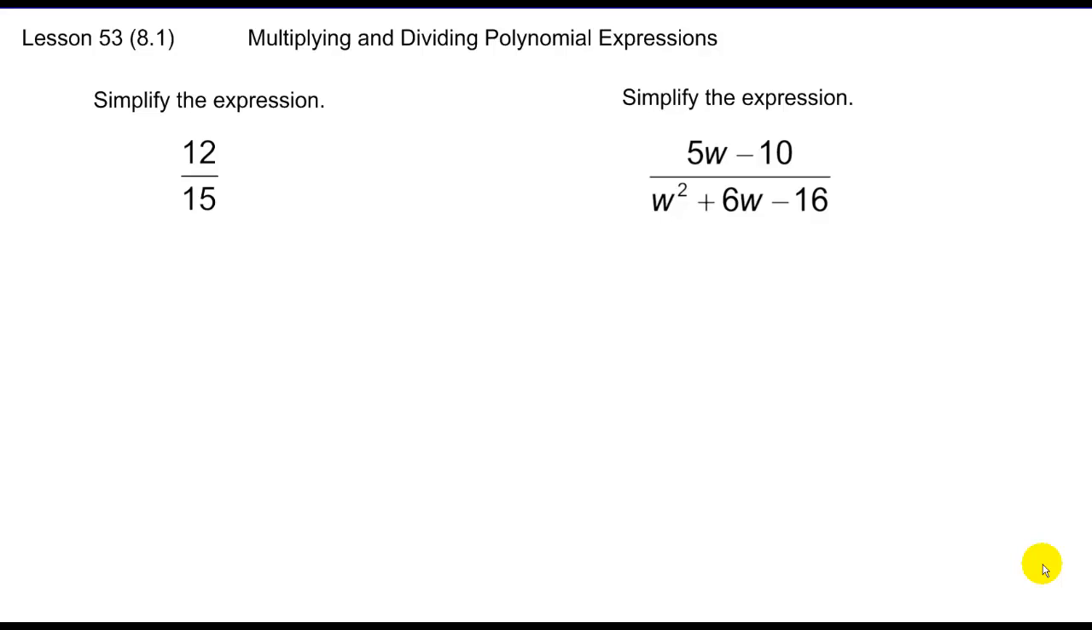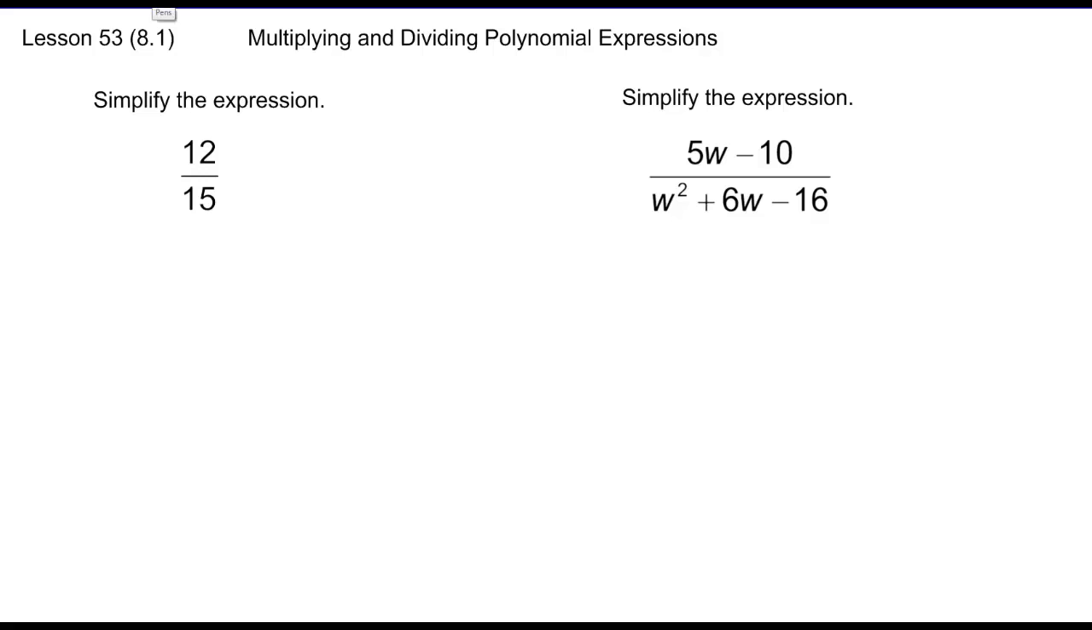So today we're going to jump back to Algebra 1 a little bit and do some review and add on to that, if you will. We're going to talk about multiplying and dividing polynomial expressions. We'll start out real simple with a rational expression of 12 over 15.